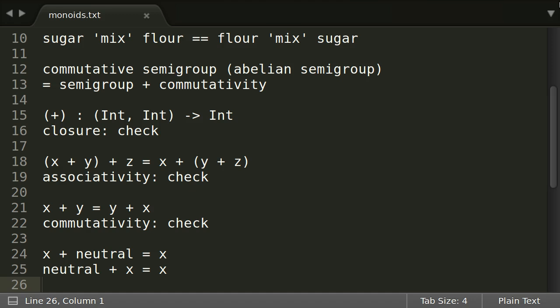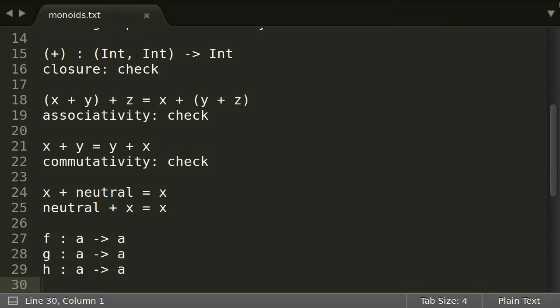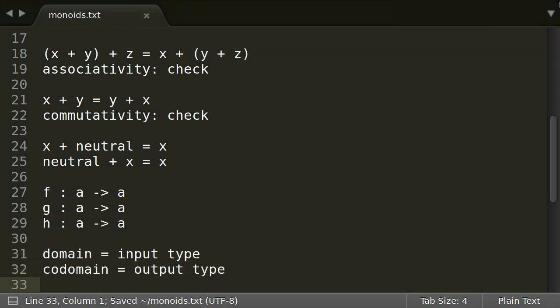Can you think of a semigroup or a monoid that is non-commutative? Let's remember function composition. Take the following three unary functions as an example. They all have the same domain and codomain, meaning they have the same input type and output type. Such functions are sometimes called transformations. So composing two transformations results in another transformation of the same type. Closure is given. Function composition also is associative.